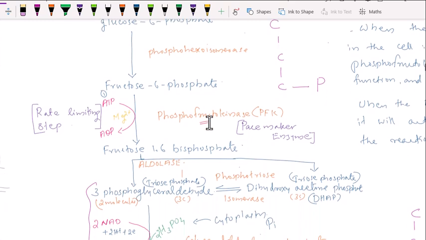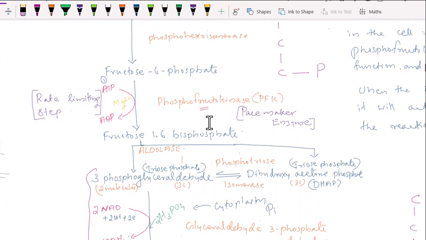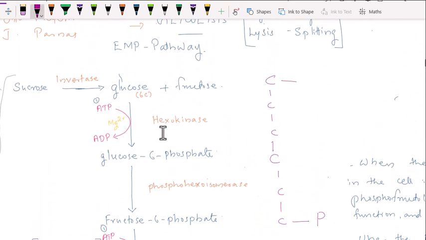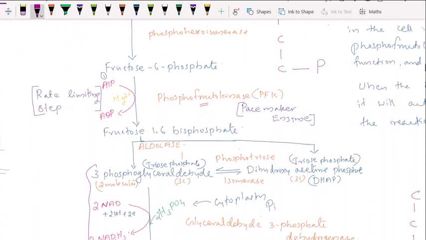In the third step, what will happen? One ATP is used and one phosphorus is added to fructose 6-phosphate. So here one more phosphorus is added, on the first carbon and the sixth carbon, so it becomes fructose 1,6-bisphosphate.